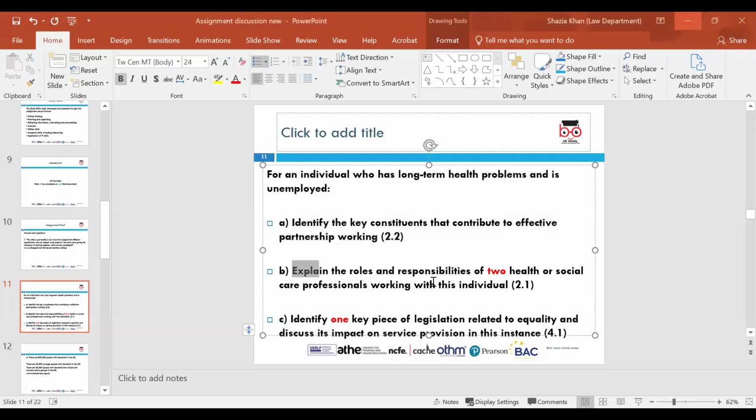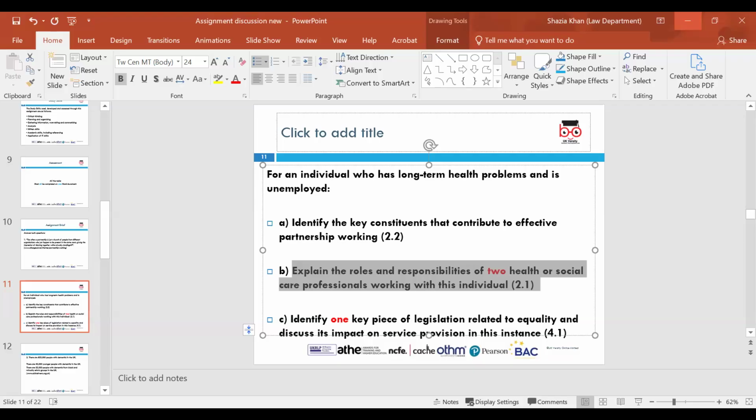The next one, do not change the wording. The next one is B, which is explain the roles and responsibilities of two health or social care professions working with this individual. Here you will be looking at learning outcome 2 again, at 2.1, which is page 7 onwards. But how many care professionals would you look at? Only 2.